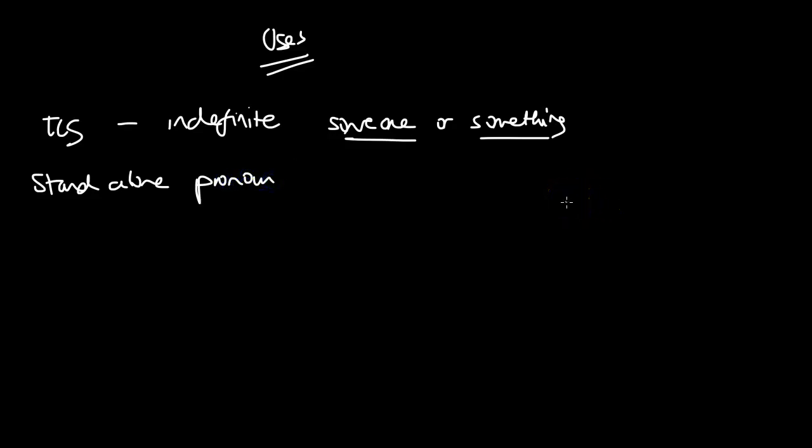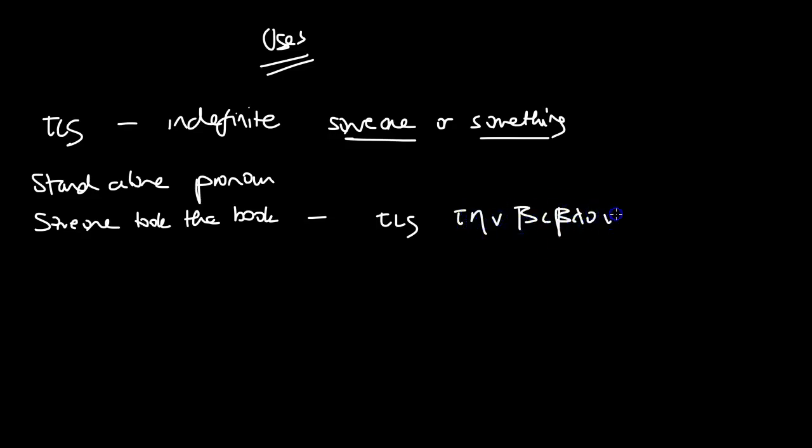So, for example, in the sentence, someone took the book. Someone is obviously standalone. It doesn't agree with anything. So that would be tis, ten biblon, elaben. And also notice how ten biblon is, of course, a second declension feminine noun. So it's irregular. It's one of the irregulars that we discussed in the last video.